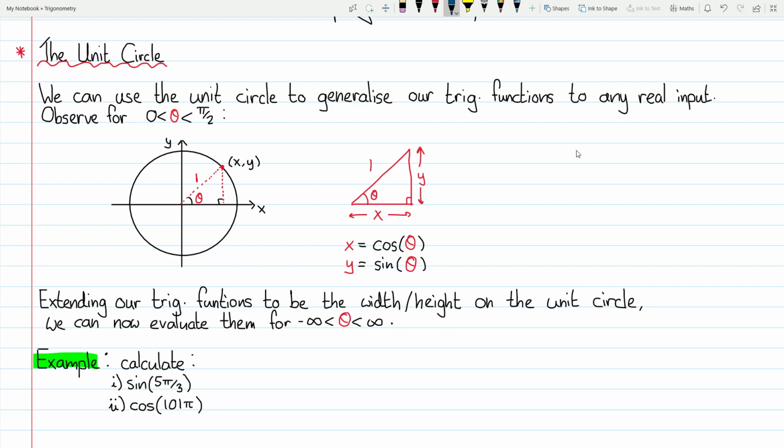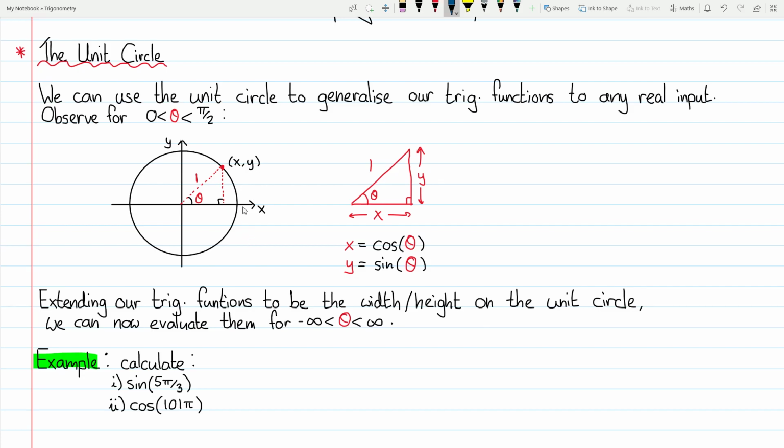So our trig functions, as they are now, are only defined between 0 and 180 degrees, or 0 and pi radians. So we're going to use a trick to generalize our trig functions. We're going to extend it to greater angles. So here I've looked at specifically the triangle in this first quadrant. So it's between 0 and pi over 2 radians, so a right angle.